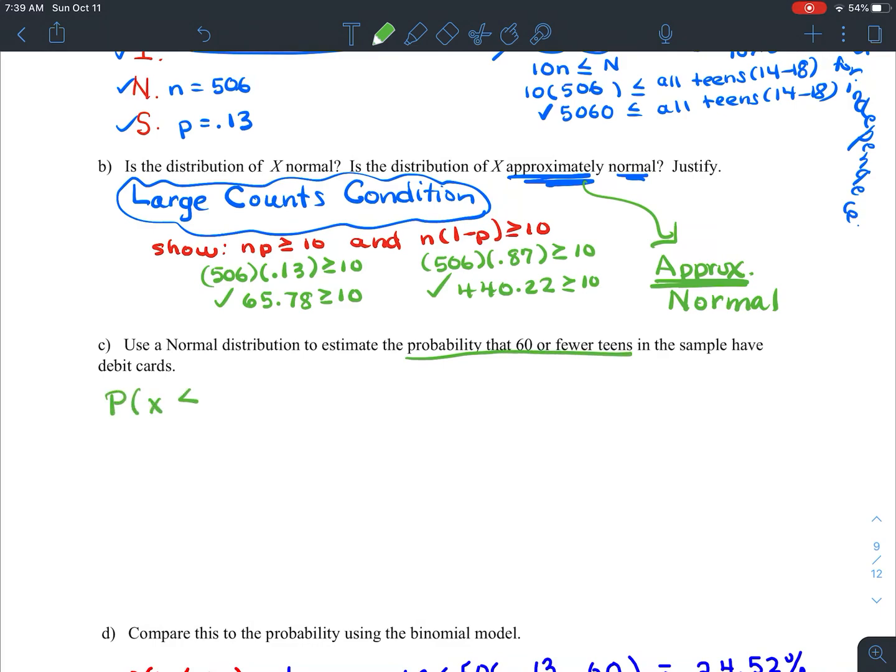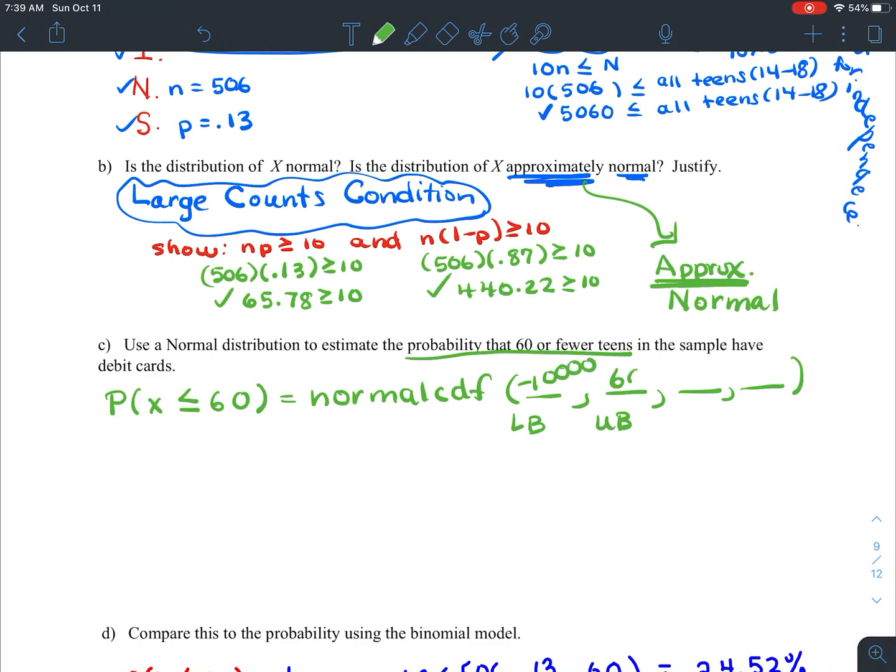Okay, so here's the probability we're looking for here: 60 or fewer, so that means less than or equal to. Now we established that it was normal, so we're going to be able to use the normal CDF feature. We know the lower bound comes first and the upper bound comes second. So the lower bound would be negative 10,000 since this is a less than problem.